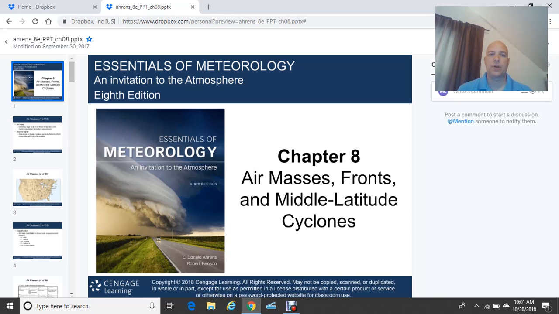Now, the current edition I'm showing you here is the eighth edition, but this is applicable to both, whether you have the seventh edition or the eighth edition of the Essentials of Meteorology textbook. It's in chapter 8 in both versions, so please refer to chapter 8 in your textbooks respectively.